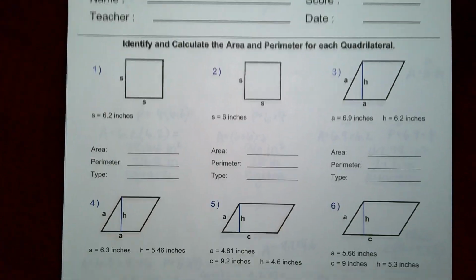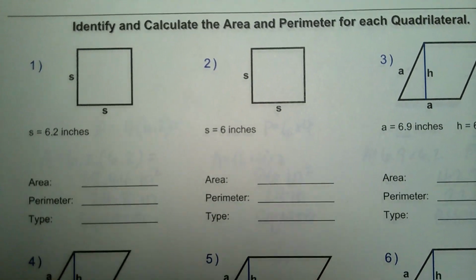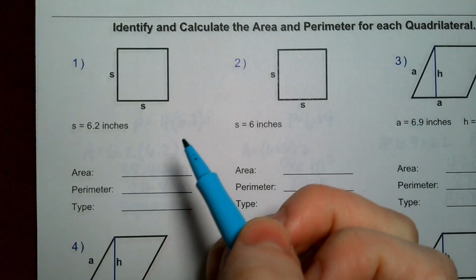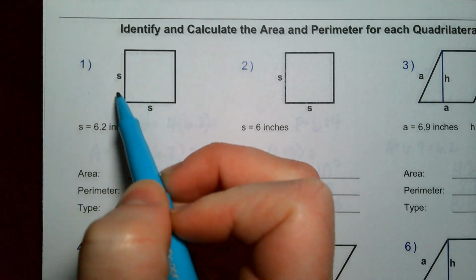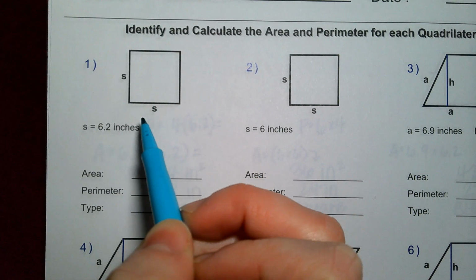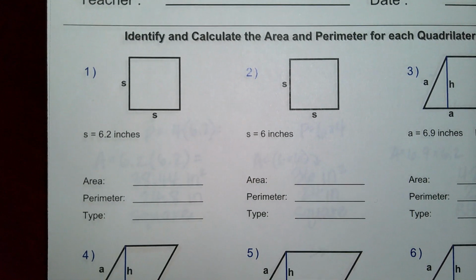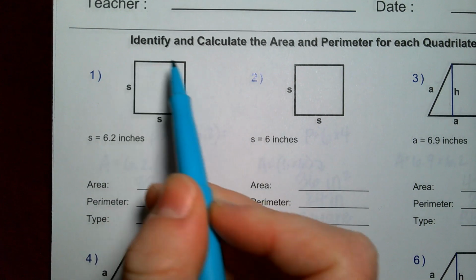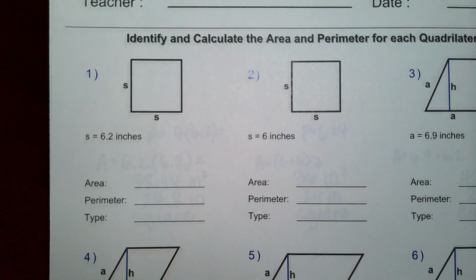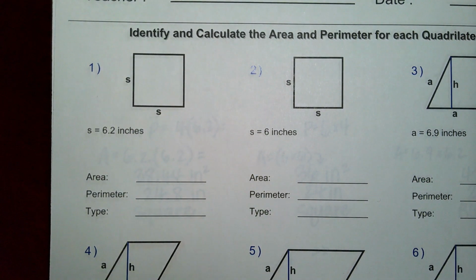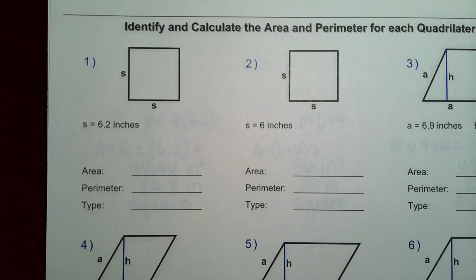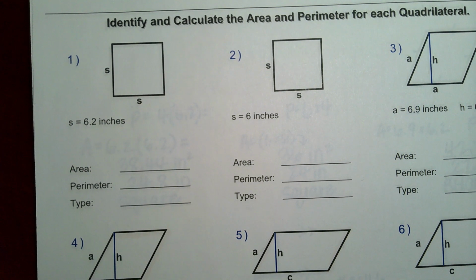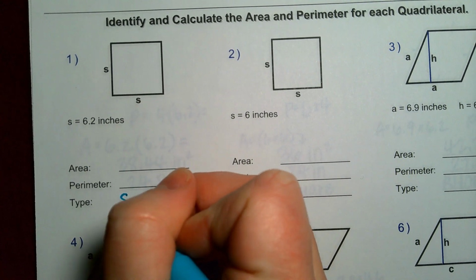So in number 1, I have a quadrilateral, a 4-sided shape, and both of the lengths they give me are labeled as S, and S is 6.2 inches. So what does this tell me about the length of all 4 sides? They're all the same. So if all 4 sides are the same, what kind of quadrilateral is this? A square. So for type, I'm going to go ahead and write square in.